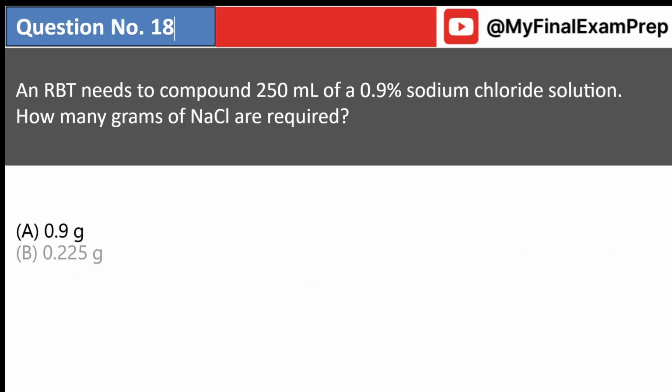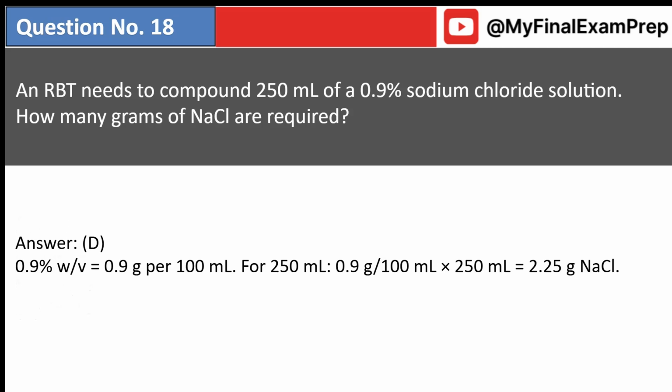An RBT needs to compound 250 milliliters of a 0.9% sodium chloride solution. How many grams of NaCl are required? A. 0.9 g. B. 0.225 g. C. 22.5 g. D. 2.25 g. Answer D. 0.9% w/v equals 0.9 g per 100 milliliters. For 250 milliliters, 0.9 g/100 mL times 250 milliliters equals 2.25 g NaCl.